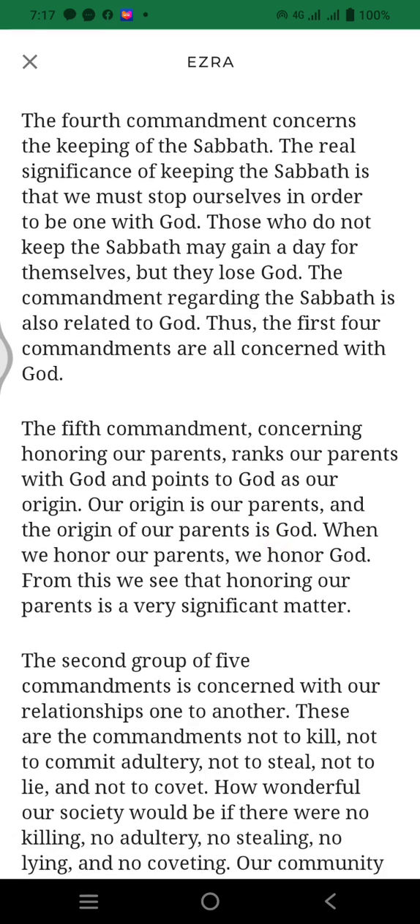The fourth commandment concerns the keeping of the Sabbath. The real significance of keeping the Sabbath is that we must stop ourselves in order to be one with God. Those who do not keep the Sabbath may gain a day for themselves, but they lose God. The commandment regarding the Sabbath is also related to God. Thus, the first 4 commandments are all concerned with God.